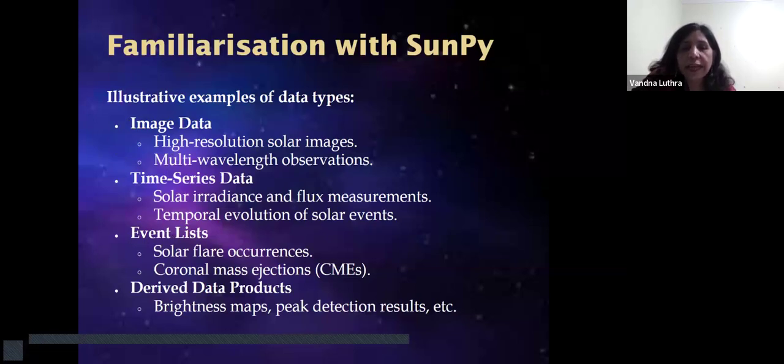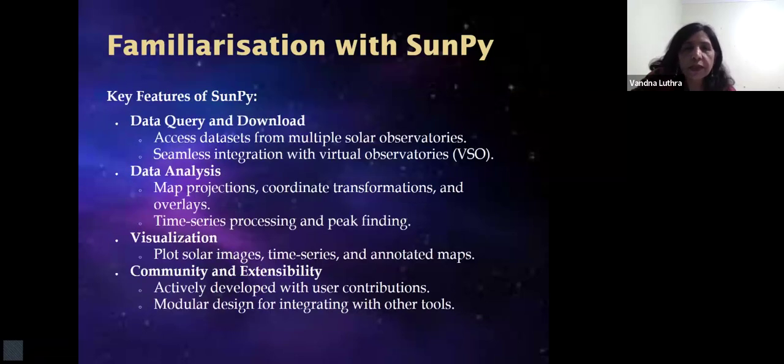In the event list, there can be solar flare occurrences, coronal mass ejections, to name a few, but there are many more beyond that also. And derived data products mean brightness maps, peak detection results, etc. For all this, the data is collected in a manner that the pre and the post data is also analyzed in order to see the impact of a particular occurrence or event on the sun. So in this regard, the key features of SunPy are data query and download.